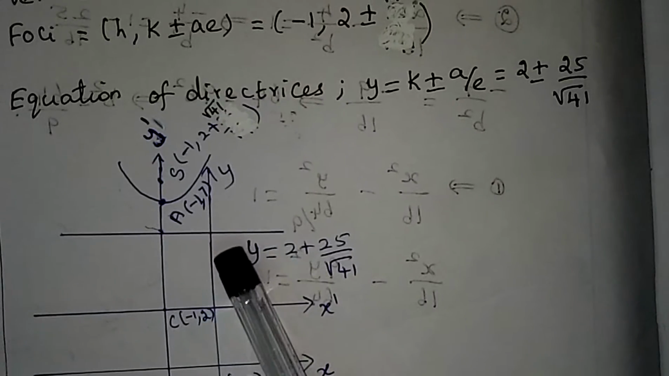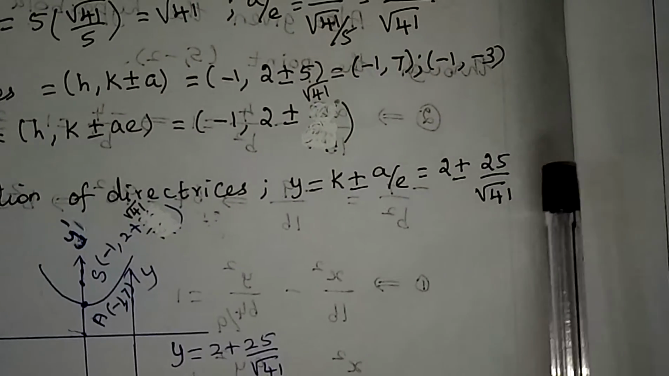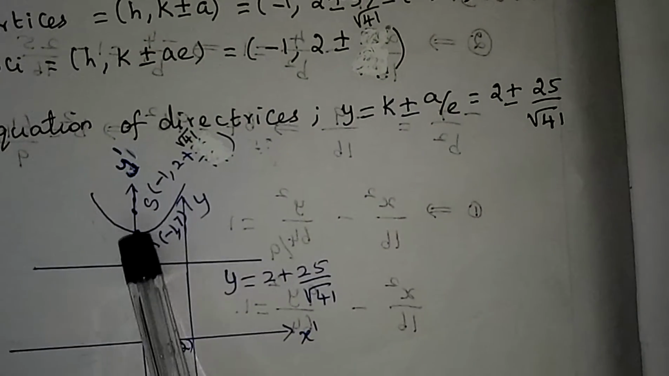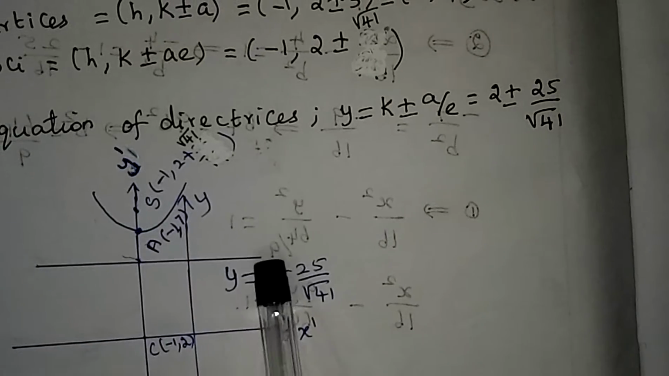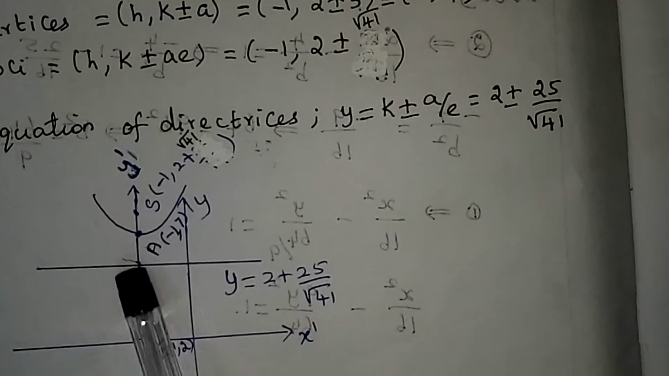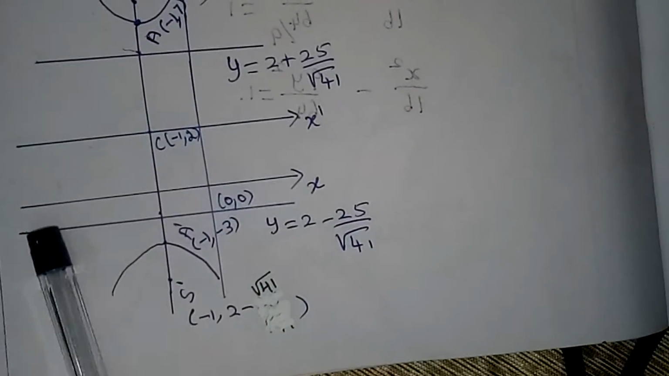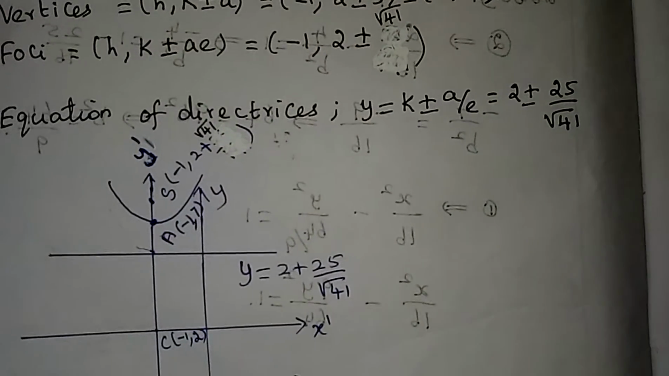Then directrices, that is y is equal to 2 plus or minus 25 by root of 41. So this also you can draw approximately. At the back of this curve you'll have the directrices. So like this you can draw one directrix, and here at the back another directrix. So this is the required hyperbola diagram.